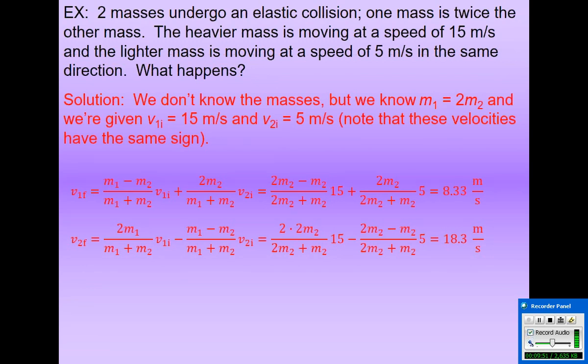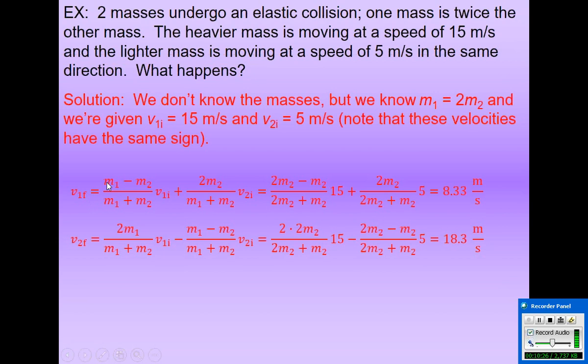The masses weren't given, but we know their ratio. We can say that, if the first mass is twice the second mass, M1 equals 2 M2. We're given that the heavier mass has a speed of 15 meters per second, and the lighter mass is moving in the same direction at 5 meters per second. And since I'm not told plus or minus, left, right, up, down, whatever, I'm just going to make both of those velocities positive. They're moving in the same direction. They're both positive. Why not?